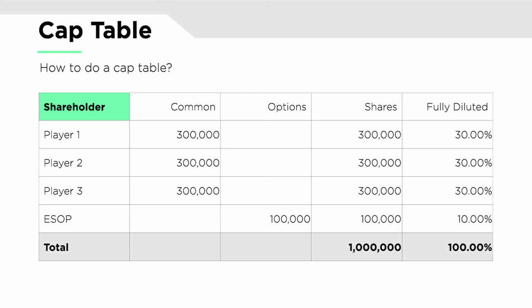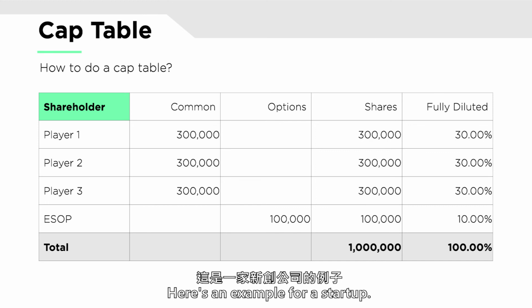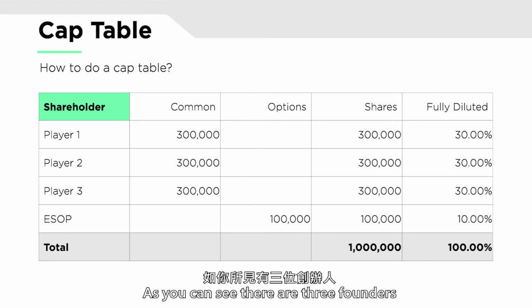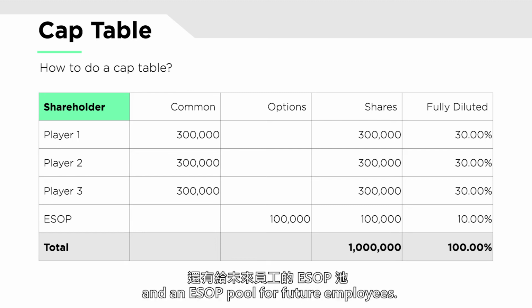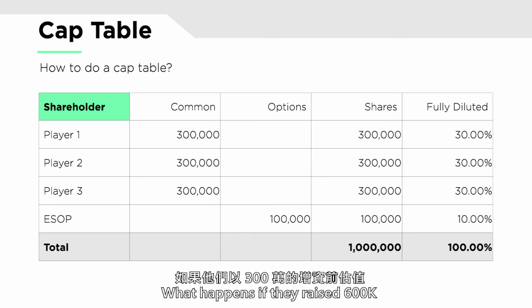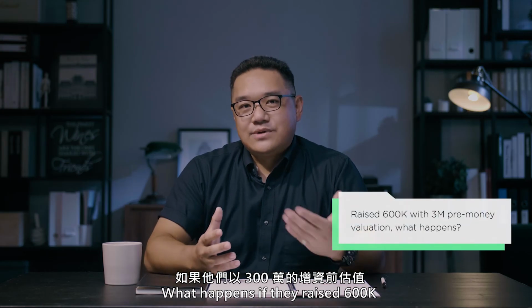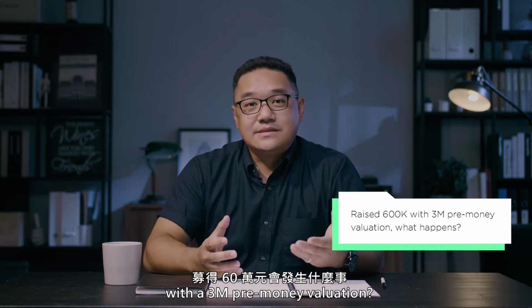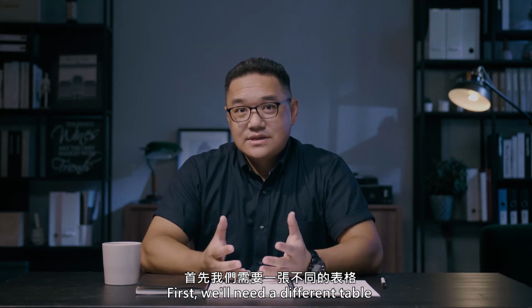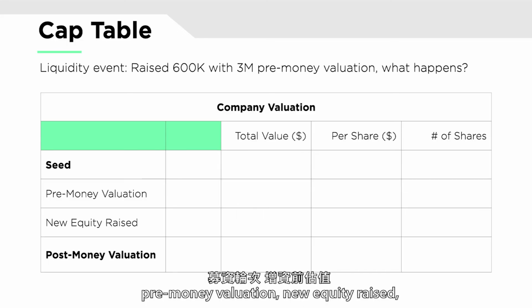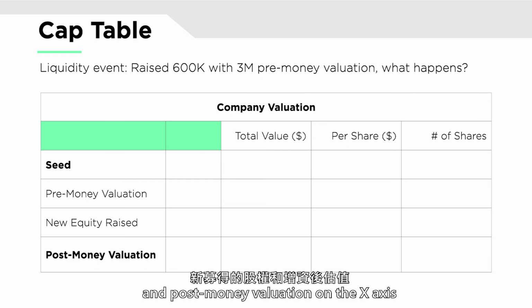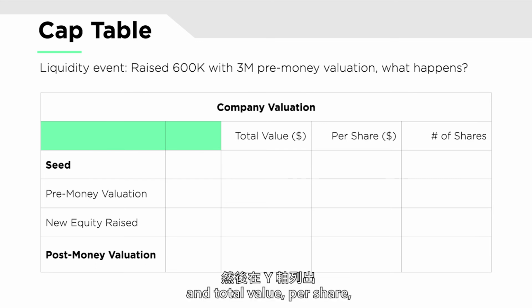Let's try to run one. Here's an example for a startup. As you can see, there are 3 founders with 30% of ownership equally divided and an ESOP pool for future employees. What happens if they raise $600K with a $3 million pre-money valuation? First, we will need a different table that lists the raising round, pre-money valuation, new equity raised, and post-money valuation on the x-axis, and total value per share and amount of shares on the y-axis.